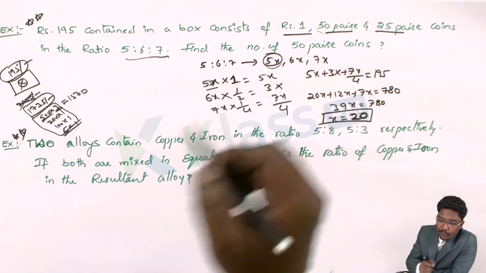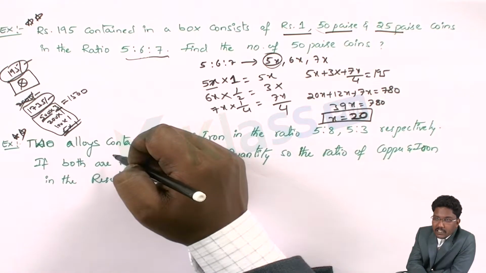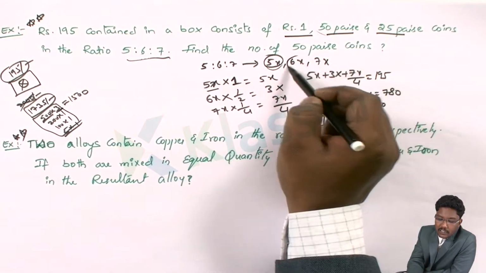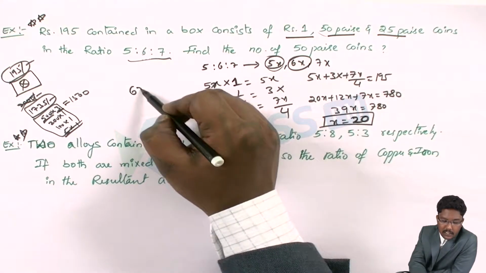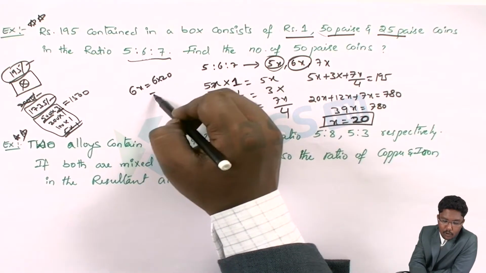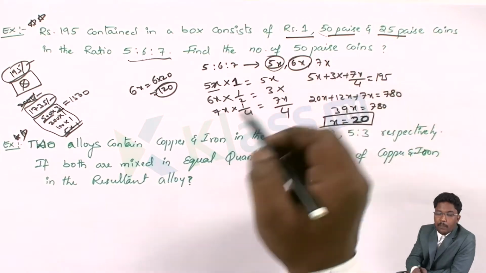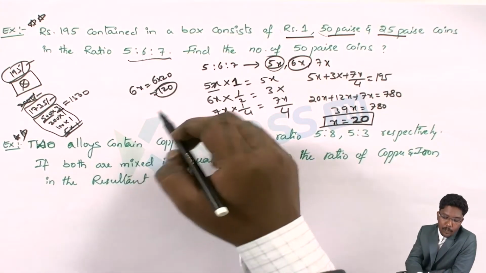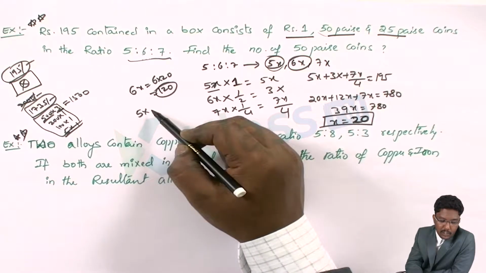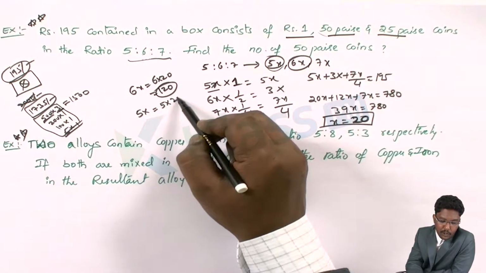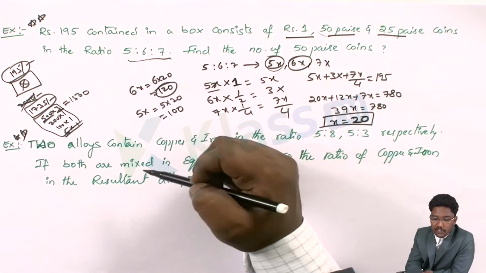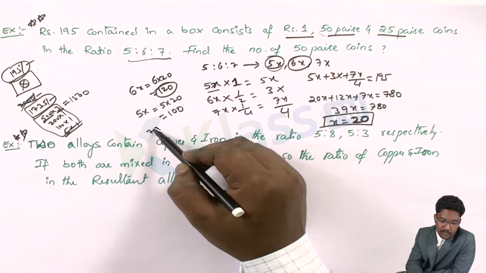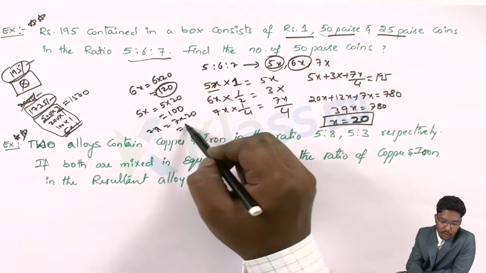If you want to find the 50 paisa coins, the number of coins according to our assumption is 6x. So 6x equals 6 into 20, which is 120 50-paisa coins in that box. In the same way, find the 1 rupee coins. 5x 1 rupee coins are there, 5 into 20 means 100 coins. Then 25 paisa coins is 7x, which means 7 into 20, 140.